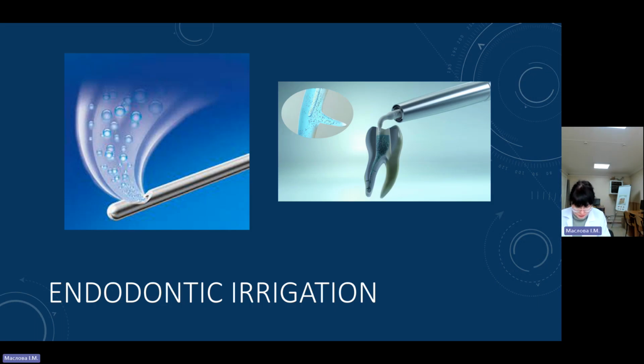Ensure the working length. Passive ultrasonic irrigation with sodium hypochlorite solution is recommended in order to facilitate disinfection and debris removal from these wide canals. Minimal or no instrumentation is advised to prevent damage of the thin dentine walls.